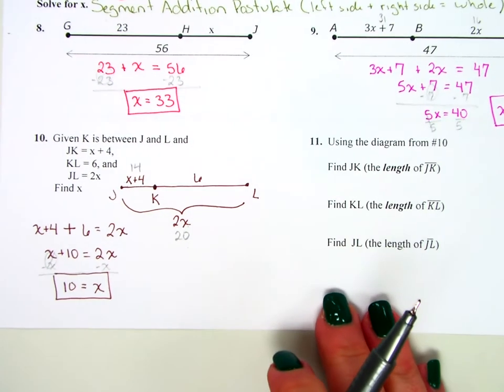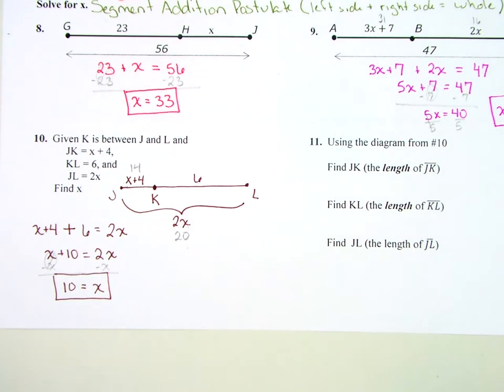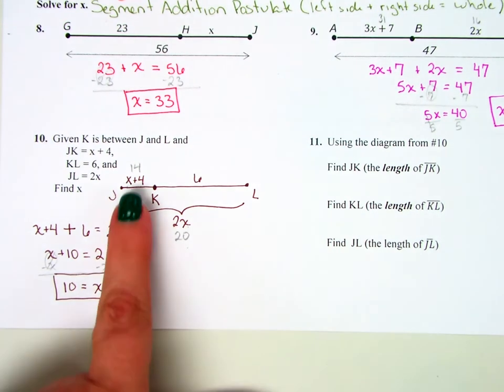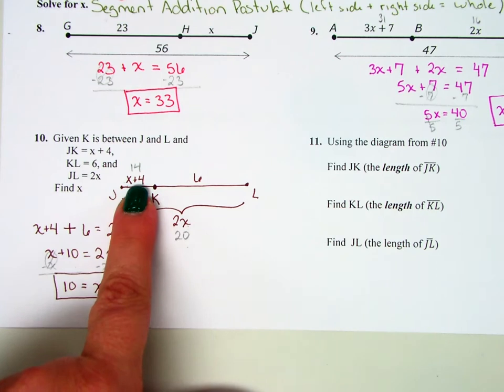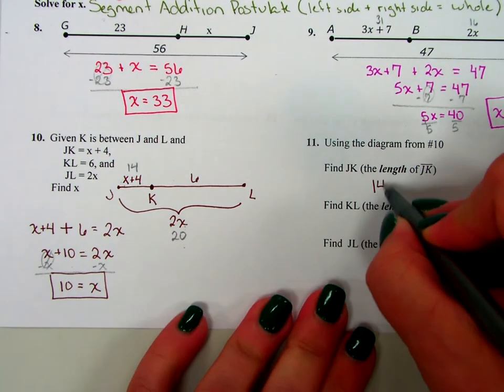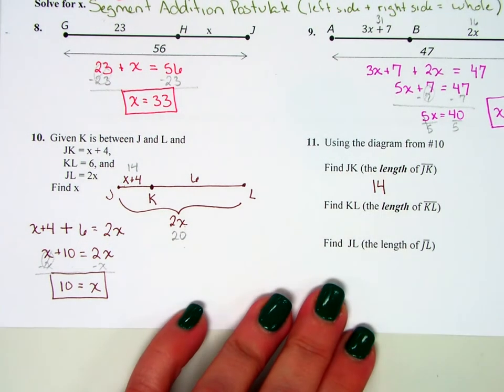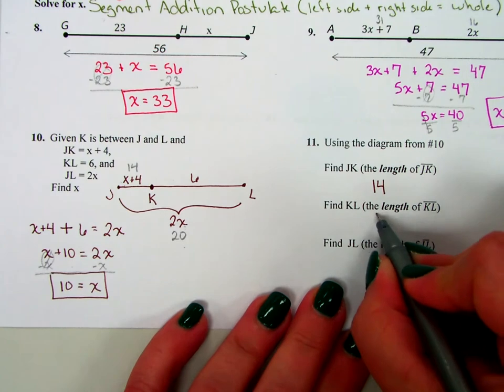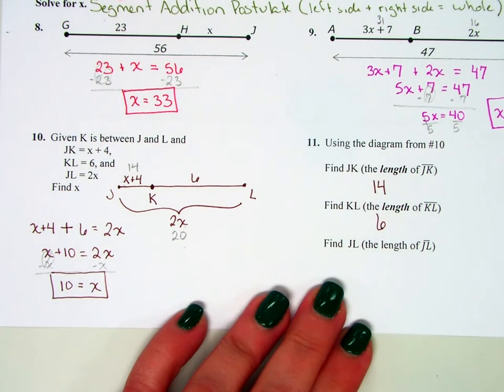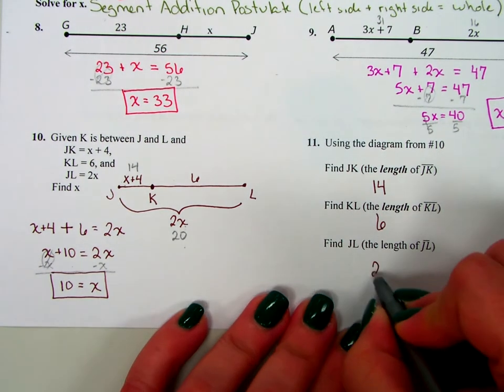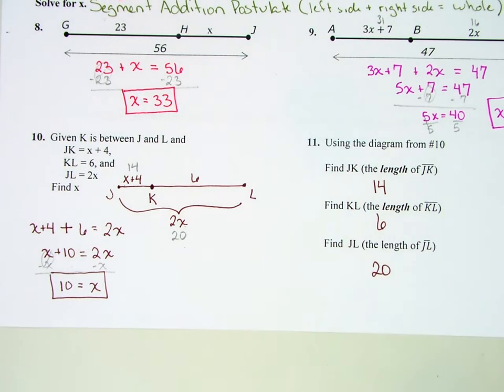Number 11, using the diagram for number 10, find JK. We already did because we already checked our answer. What was JK? 14. What's KL? Yeah, we already know that's 6. We don't even have to do any math for that. And then JL is 20, because we already did that when we checked our work. Easy peasy.